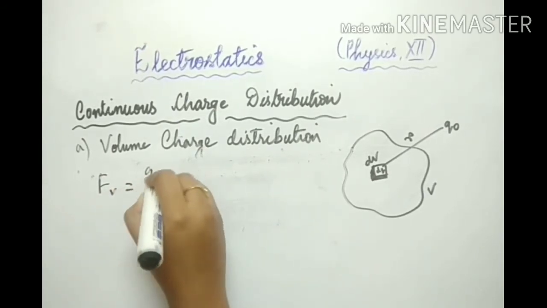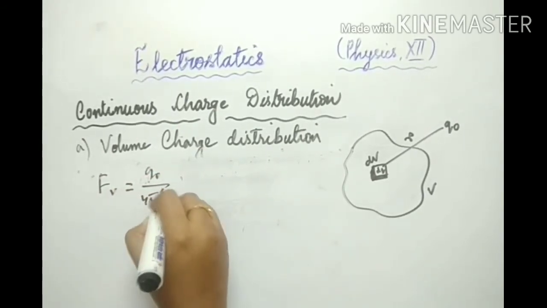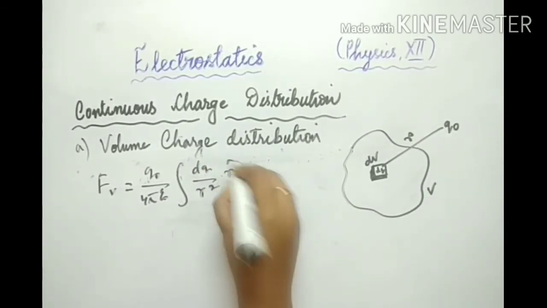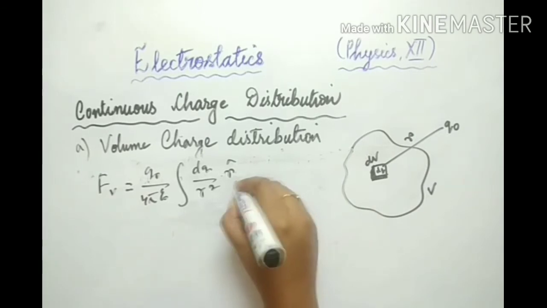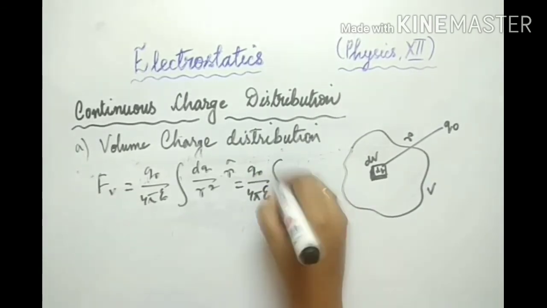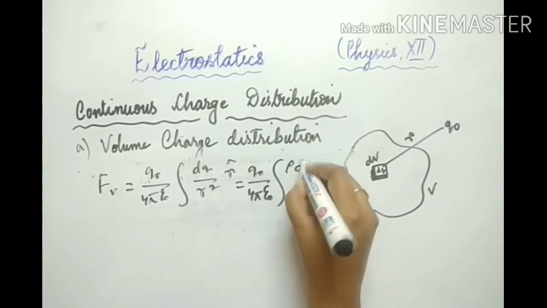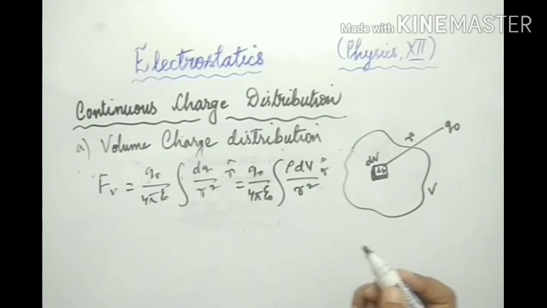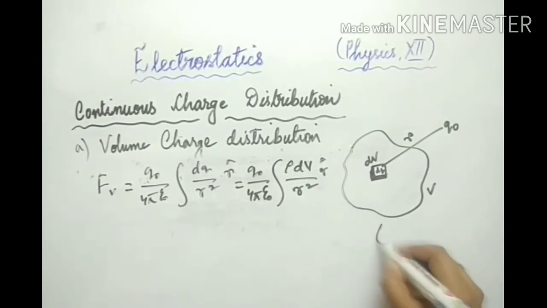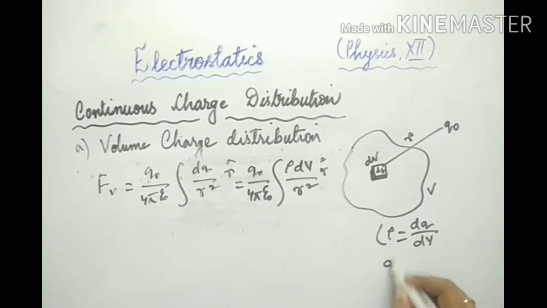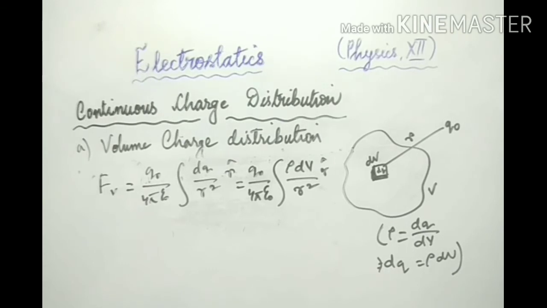F of V is q naught by 4 pi epsilon naught. We know it is dq by r square, r unit vector. So here we can write q naught by 4 pi epsilon naught, and in place of dq, we can write rho dv by r square, r unit vector. Why? Because rho equals dq by dv, so dq equals rho dv.